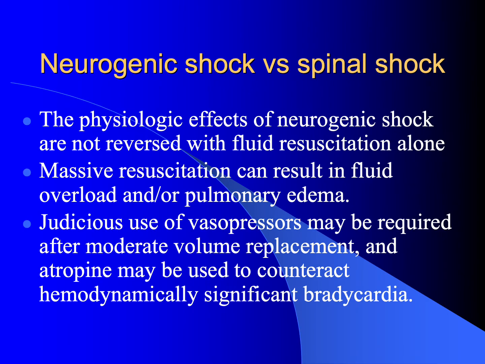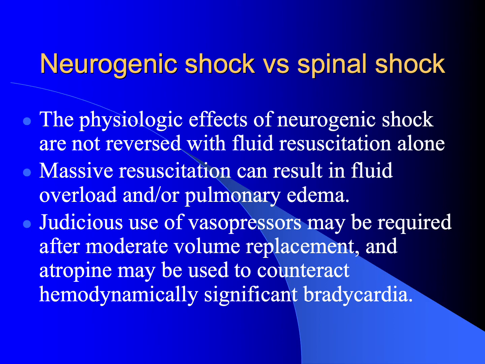The physiologic effects of neurogenic shock, which include hypotension and bradycardia, are not reversed with fluid resuscitation alone. Furthermore, over-resuscitation with fluid and blood products in neurogenic shock can result in fluid overload and pulmonary edema. After a moderate volume replacement, a vasopressor is usually indicated to maintain tissue and organ perfusion.